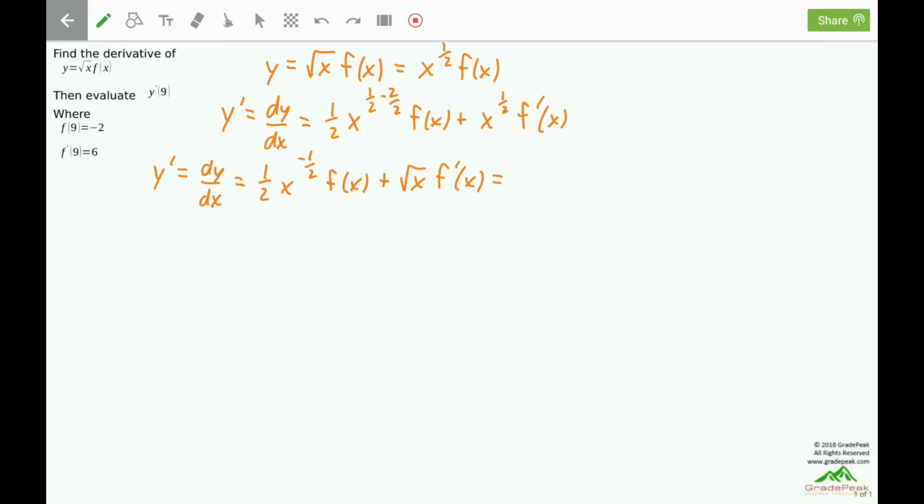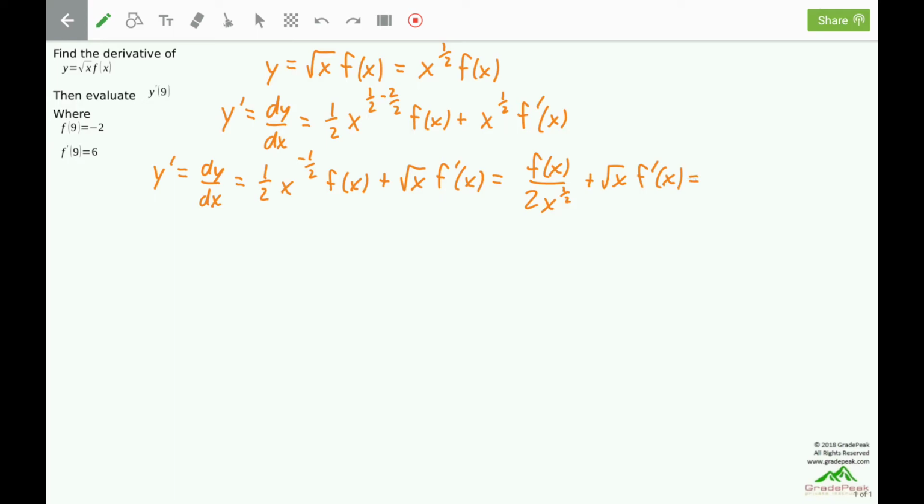That first term has a negative exponent, so I'm going to move that to the denominator. It'll move down with that 2 in the denominator. The f of x will stay in the numerator. It's not raised to a negative exponent. The numerator will be a 1 from the 1/2 times f of x, so it'll be f of x over 2x to the positive 1/2 plus square root of x times f prime of x.